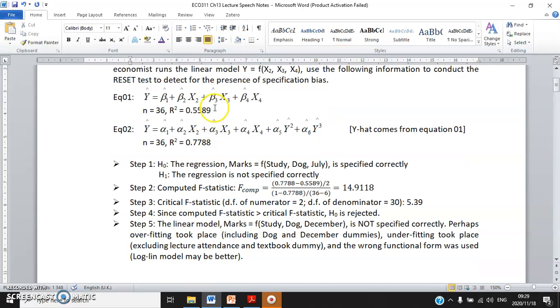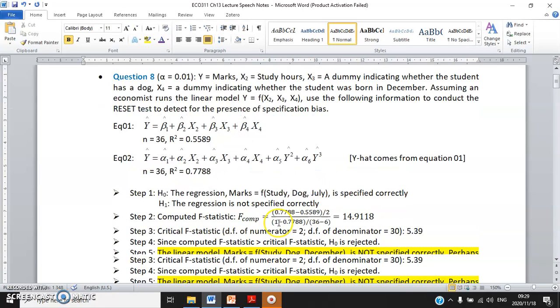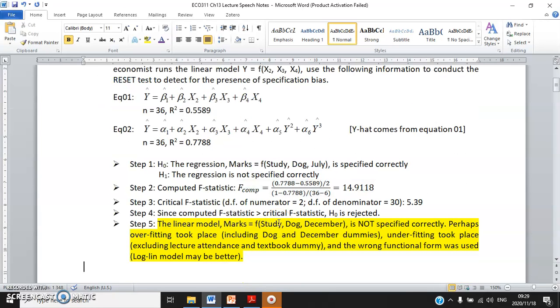Okay, and then from equation 0,1, I extract the y hat. Then I create y hat squared, y hat cubed. Then I add them in the second regression. So now I can do the F test. I think the answers are self-explanatory, so I will leave it for 1 minute, and then I want you to focus on the most crucial step 5. And in this question, alpha is 1%.